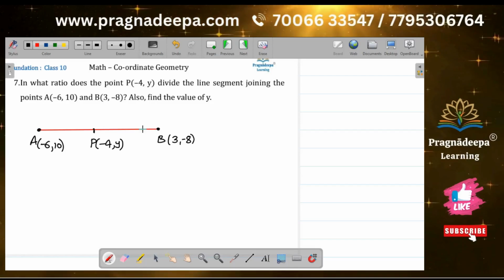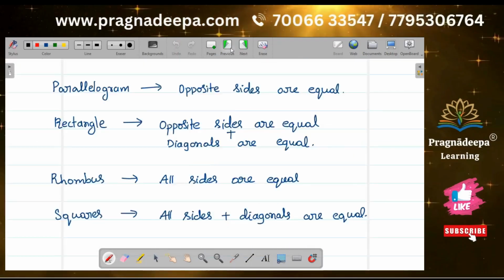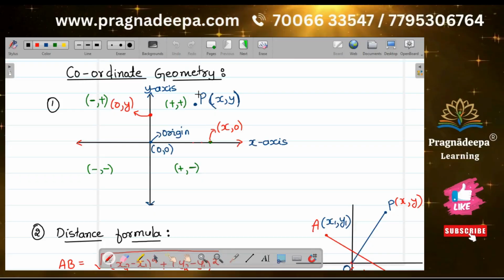You need to find the values of the ratios. That means m is to n, we need to find out. So how do you find this out? I have given you one formula, right? Here I have given you a formula. Find the ratio.